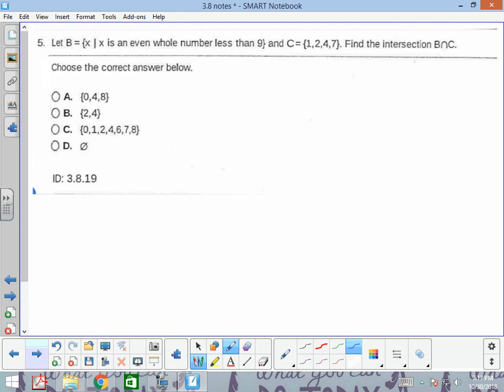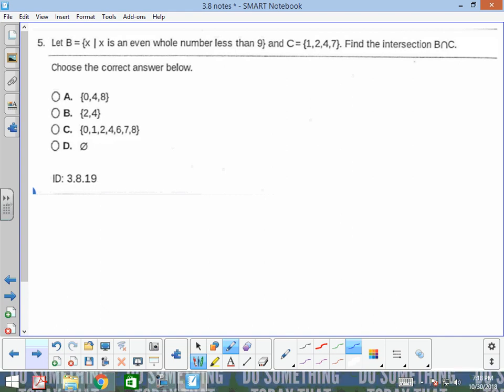See if we can find one that's not an empty set. All right, number 5 says let B equal X, where X is an even whole number less than 9. So 2, 4, 6, and 8. C is 1, 2, 4, and 7. And it says find the intersection of B and C.